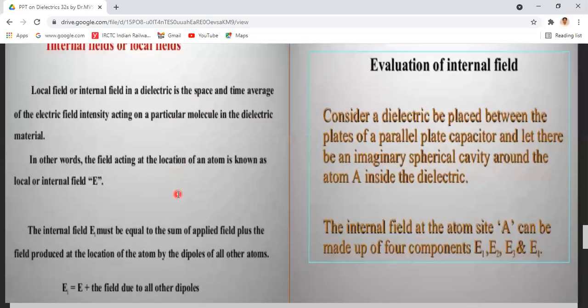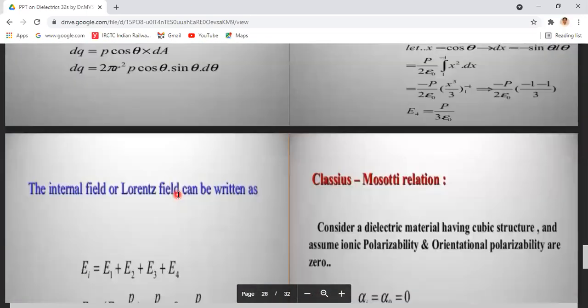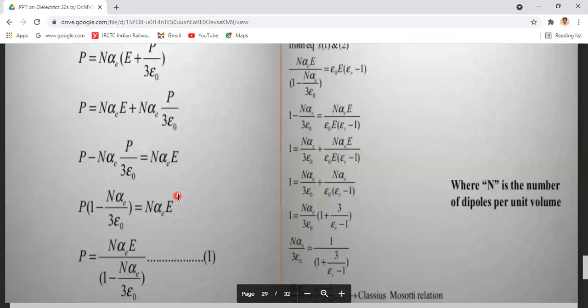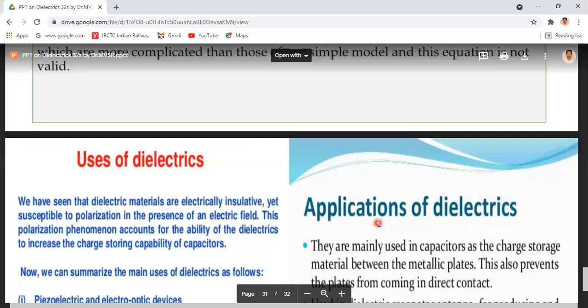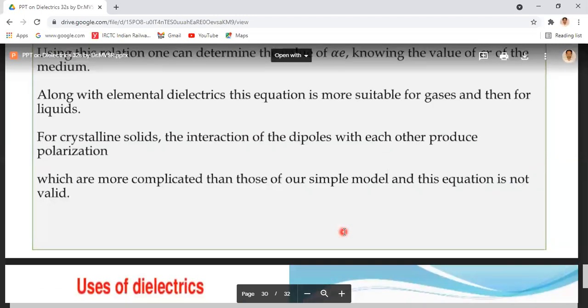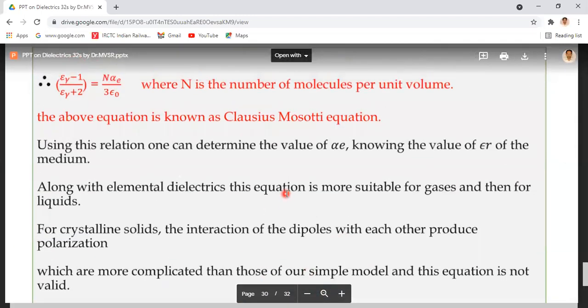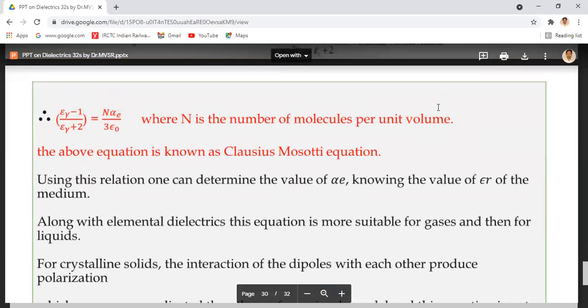Coming to the last one, the applications of the dielectric materials. These are the uses and applications of dielectric materials. So in our next class, we will see the applications of dielectric materials.